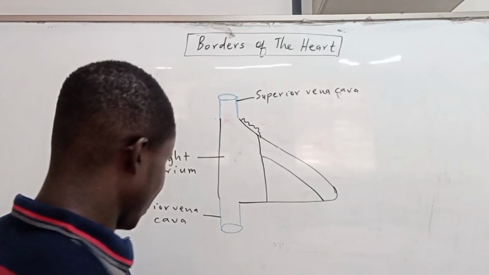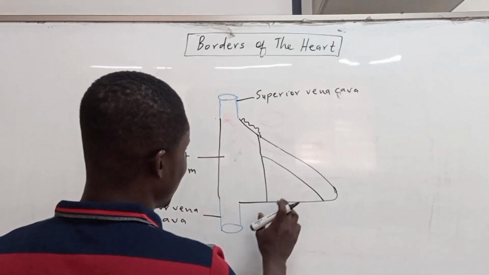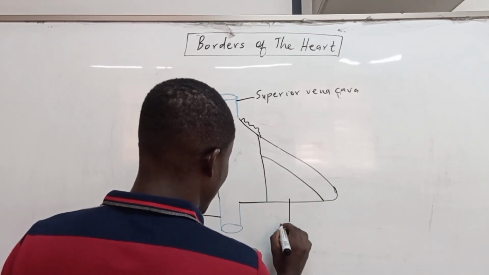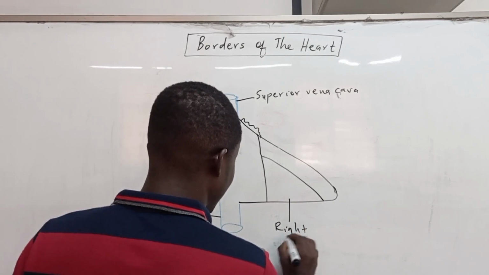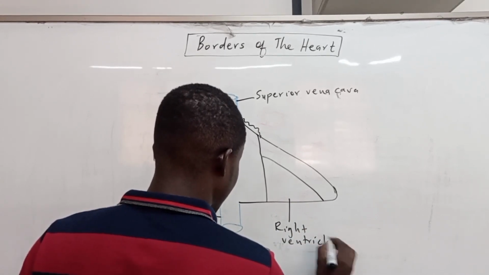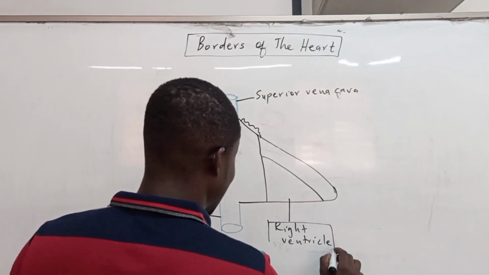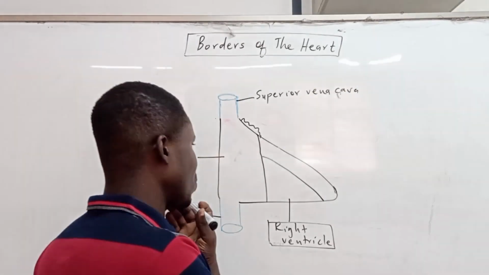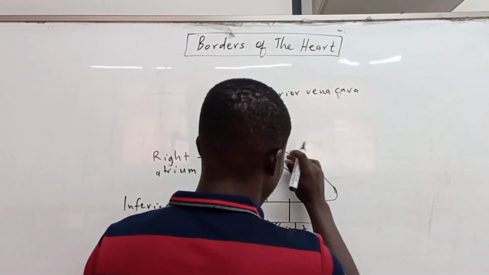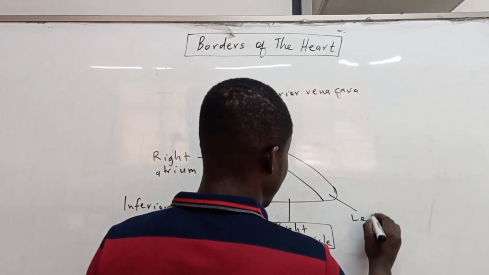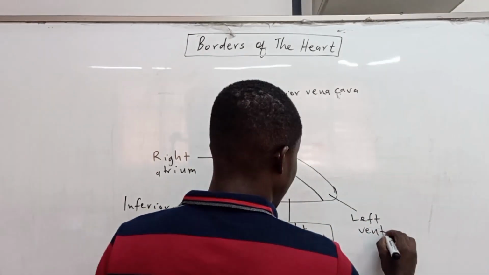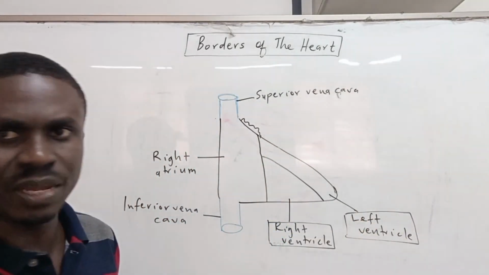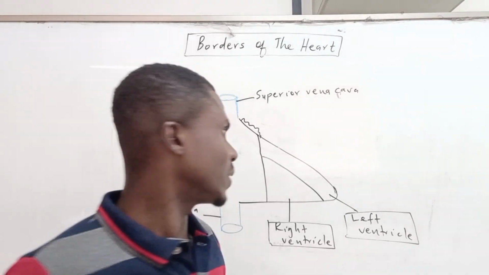Now the next thing is that this one over here is what you call the right ventricle, in line with where the inferior vena cava is. And this one over here is the left ventricle. I know that one so well because you can see that it is becoming narrow at this point. That's the apex. The apex is contributed by the left ventricle.